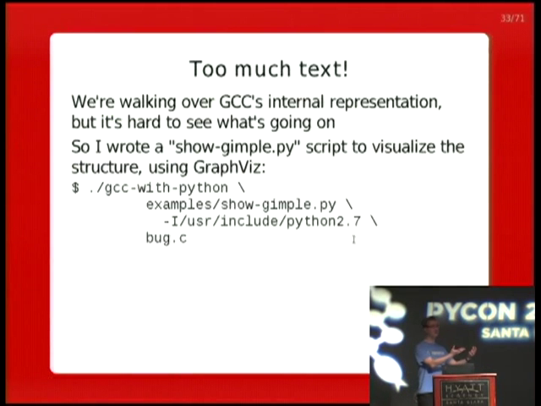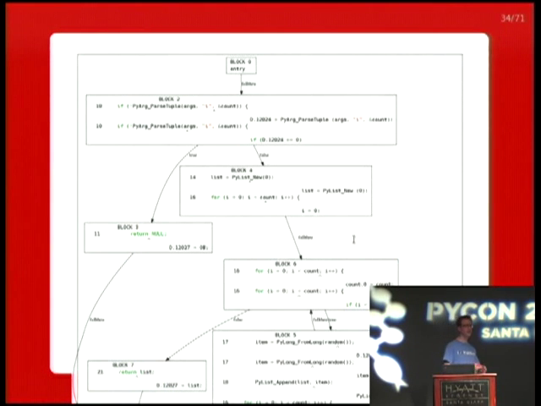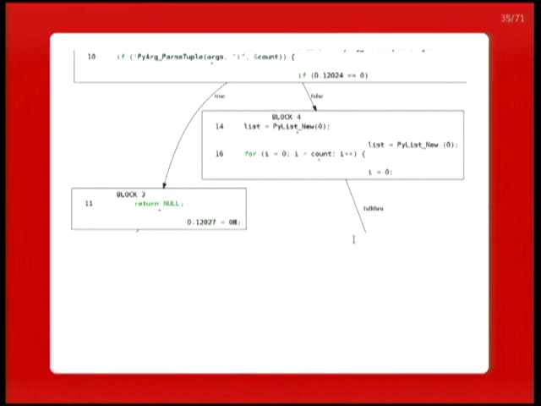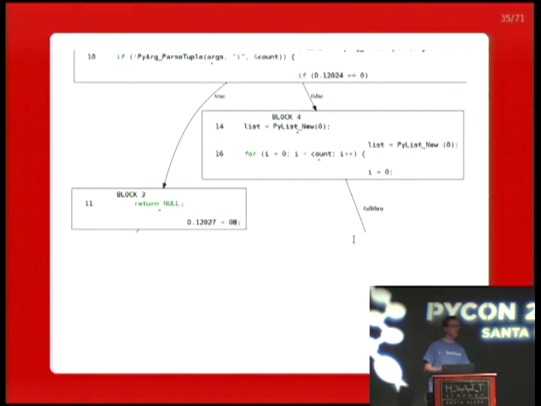So we can run, this is Python, we can just run a different script. So for example, show-gimple.py. And this basically walks over the internal representation and puts it into GraphViz, and you can see the actual basic blocks and the edges between them. And zooming in somewhat, there's one of them. This particular visualization prints the source code on the left-hand side interleaved with the Gimple representation on the right-hand side, and the edges have little annotations based on how the edges are annotated by GCC.